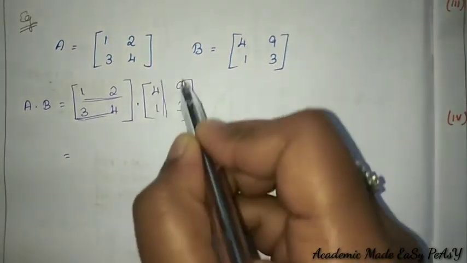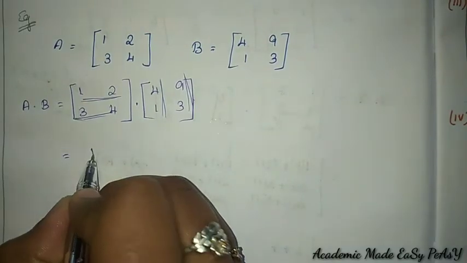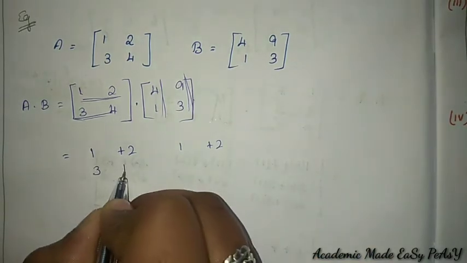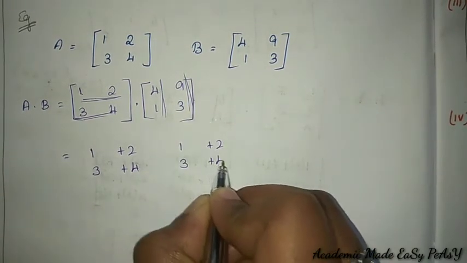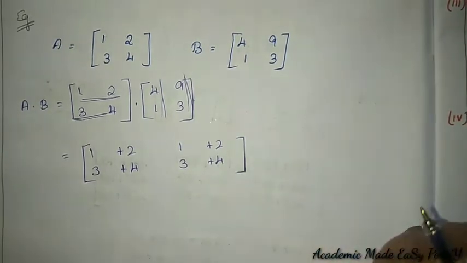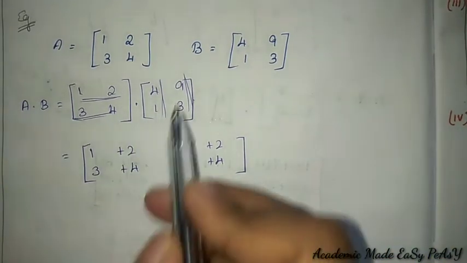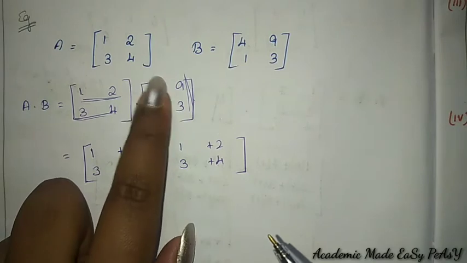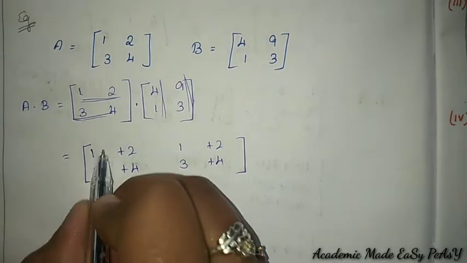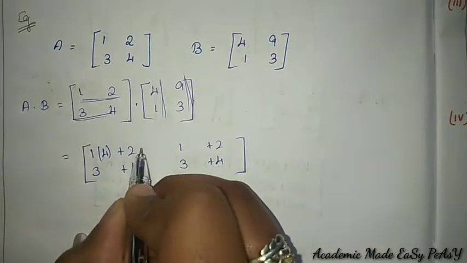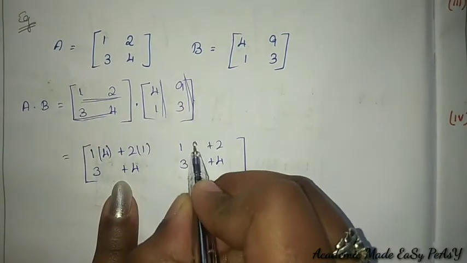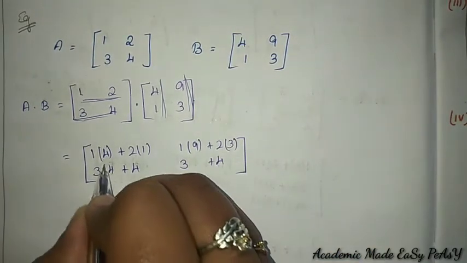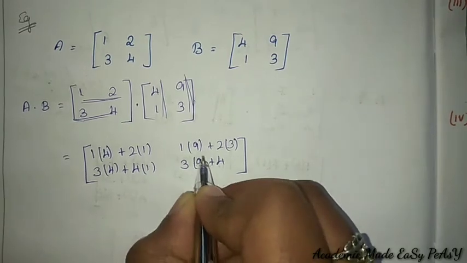First I will be writing rows. So how many columns do I have? 2 columns, no? So I will write 1 plus 2, 1 plus 2, then 3 plus 4, 3 plus 4. Always if you write like this, then it will be easy for you to perform the addition or multiplication. So now I have taken this first row. First I will take the first column. So 4 and 2 into 1, so 1 into 9, 2 into 3. So now directly I can write, no? So 4, 1, 9, 3.